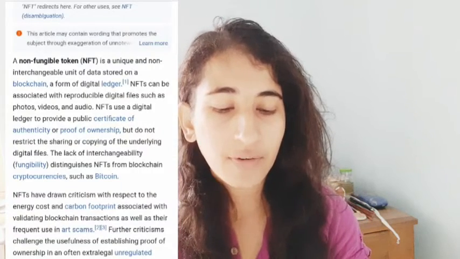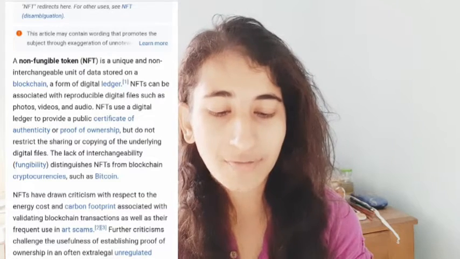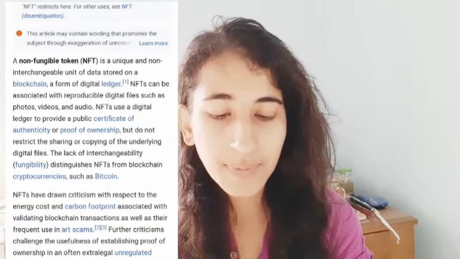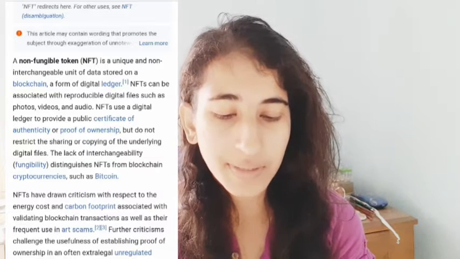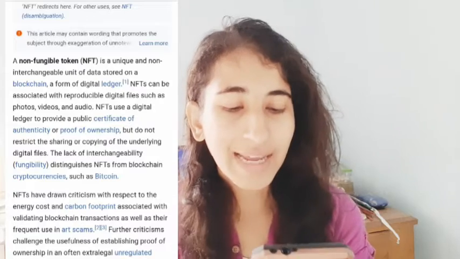NFTs have drawn criticism with respect to the energy cost and carbon footprint associated with validating blockchain transactions, as well as their frequent use in art scams. Further criticism challenged the usefulness of establishing proof of ownership in an often extralegal, unregulated market. This may be a bit of criticism because it's a new technology, not that old, and people are still not aware of it, so they think it may lead to scams or illegal stuff, and some people do use it that way.